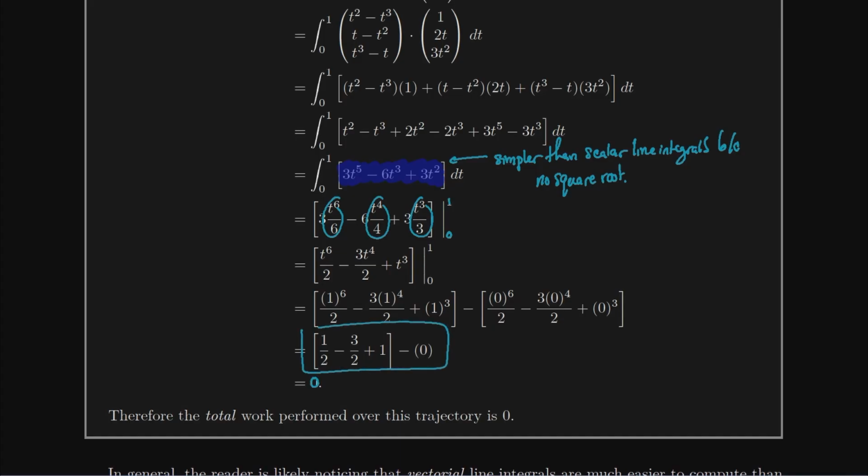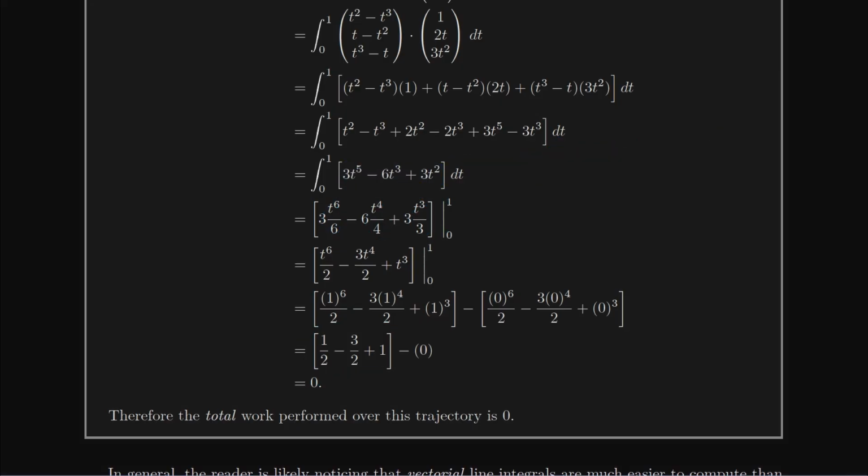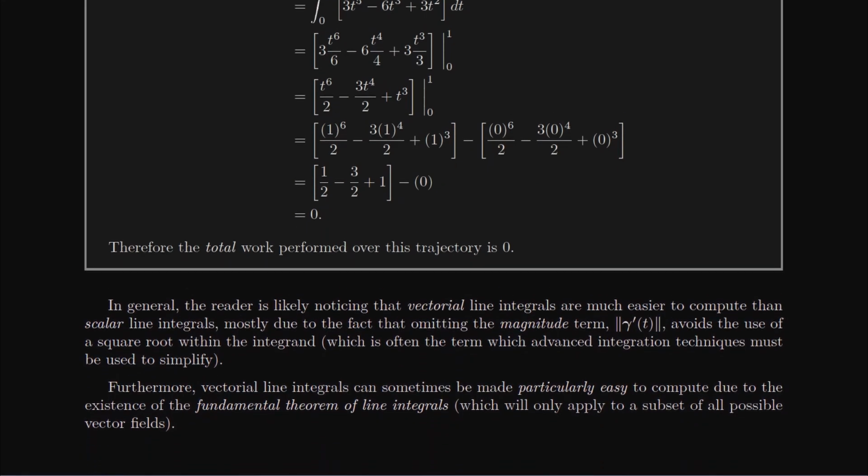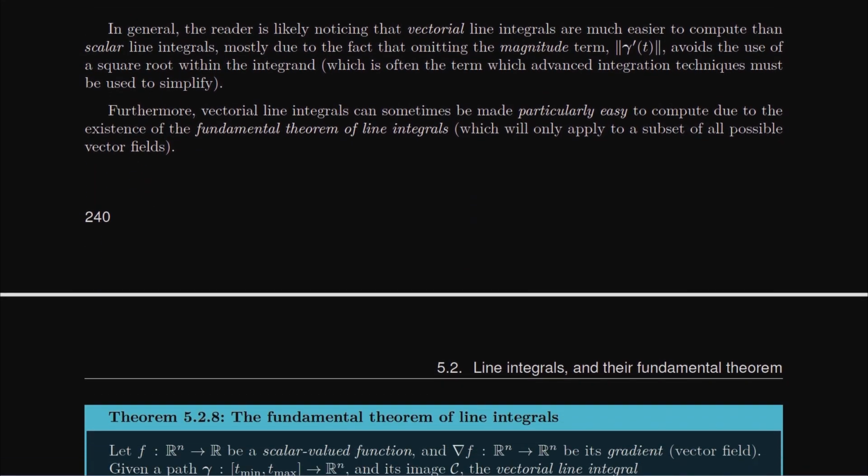That's not really to be expected. That was just what happened in this case. But you shouldn't necessarily expect a value of 0 out of line integrals. That's just what happened to occur here as the total work performed over the trajectory.